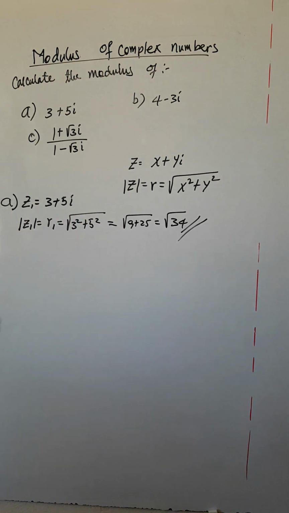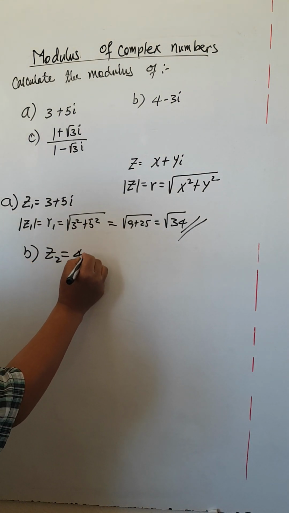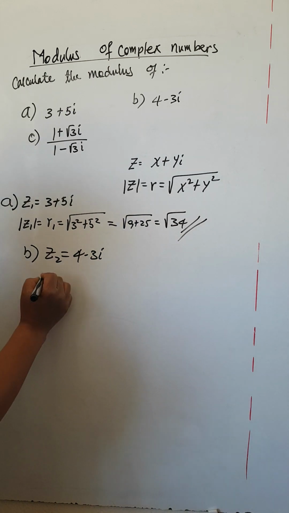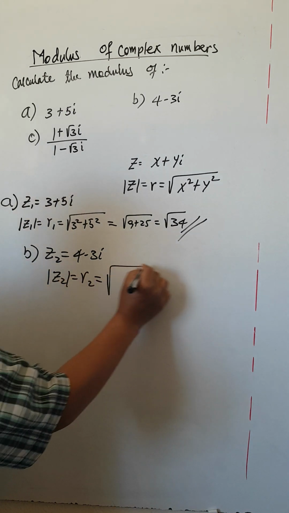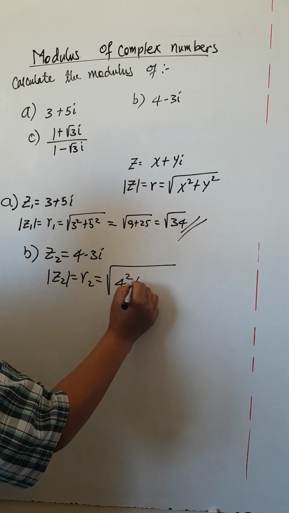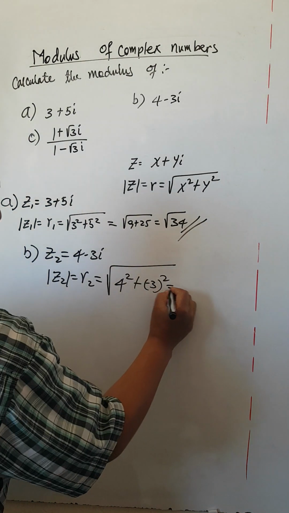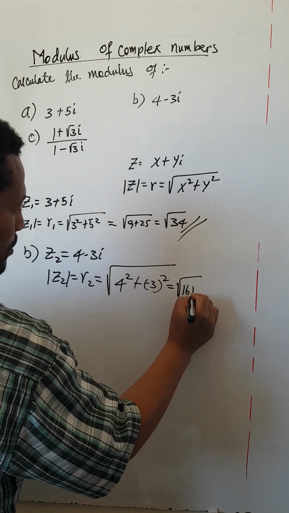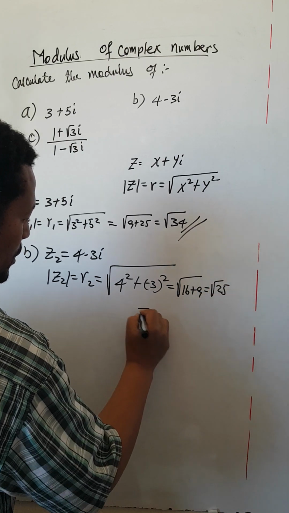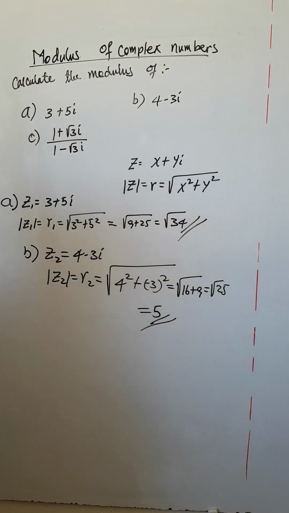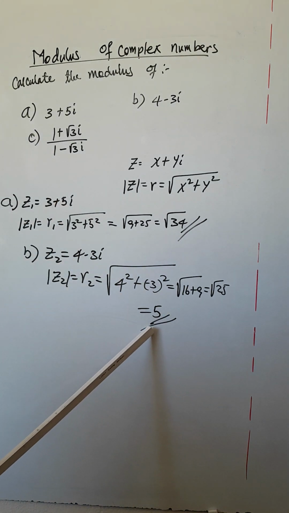And the modulus of b, let's say z2 is equal to 4 minus 3i. Now the modulus of this z2 is equal to r2, which is equal to the square root of 4 squared plus negative 3 squared. This is equal to the square root of 16 plus 9, which is the square root of 25. This is 5. The modulus of this complex number is 5.